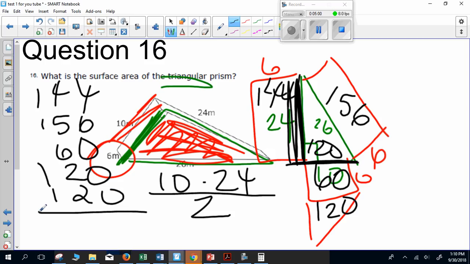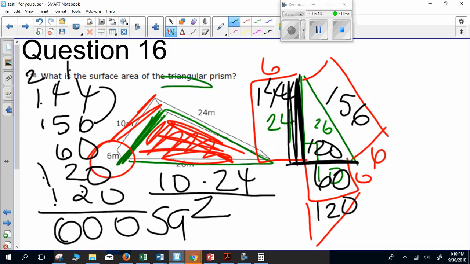So that's 10, and 5 and 5 are 10, and 10 more is 20. 2, 3, 4, 5, 6. So 600 square meters.